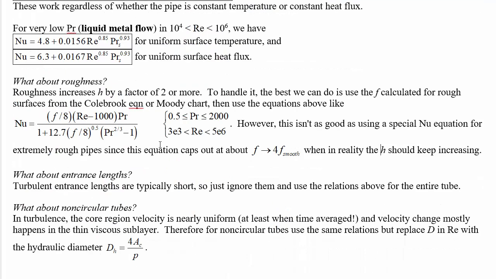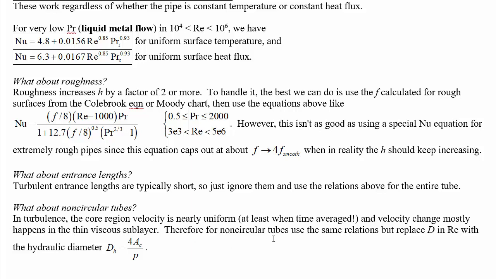Now, entrance lengths. Turbulent entrance lengths are typically very short, so basically just ignore them and use these above relations for the entire tube, recognizing that it's probably going to be an underestimate of the actual convection coefficient if the entrance length is important. And for non-circular tubes, in the core region the velocity is nearly uniform, at least after you time average it. So the velocity change mostly happens in this viscous sublayer.